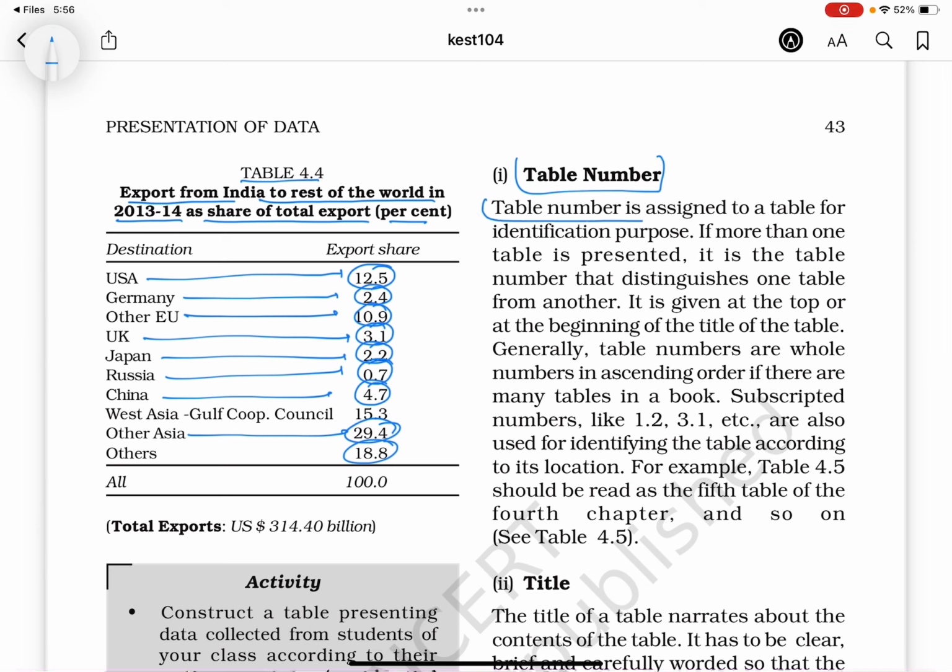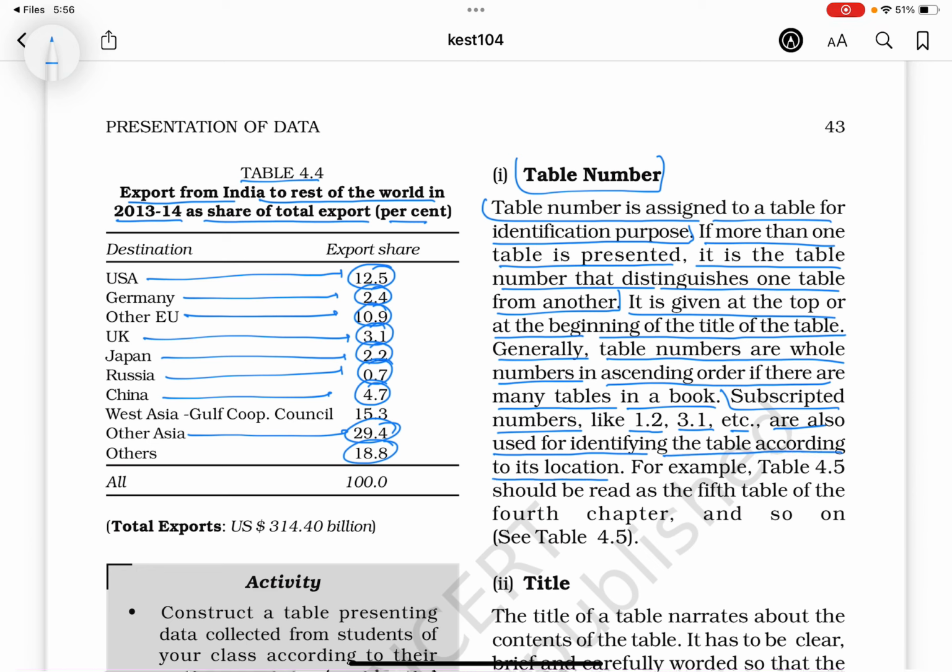Table number. First, a table number is assigned to a table for identification purposes. If more than one table is presented, it is the table number that distinguishes one table from another. It is given at the top or at the beginning of the title of the table. Generally, table numbers are whole numbers in ascending order if there are many tables in a book. Subscripted numbers like 1.2, 3.1, etc. are also used for identifying the table according to its location. For example, table 4.5 should be read as the fifth table of the fourth chapter, and so on.